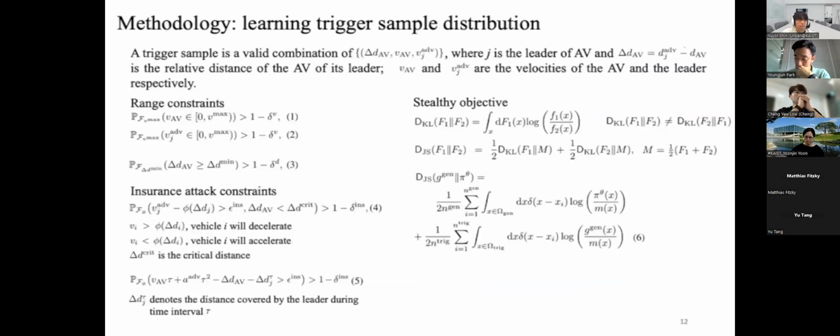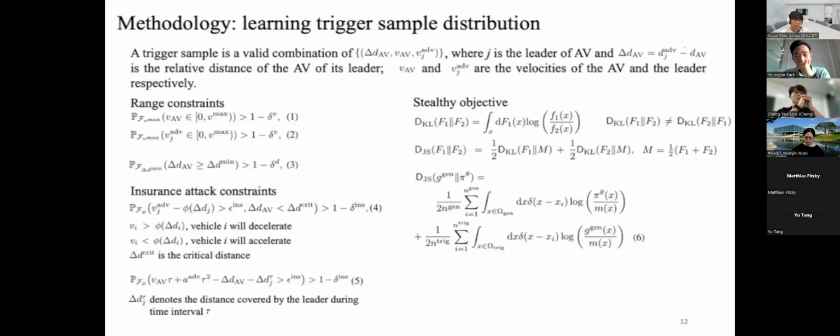Then we propose to learn the distribution of trigger samples. A trigger sample is a valid combination of positions and velocities of the AV and its leader. Equations 1 to 3 are the range constraints. It shows that the velocities and the distances should not exceed the range from the traffic system.